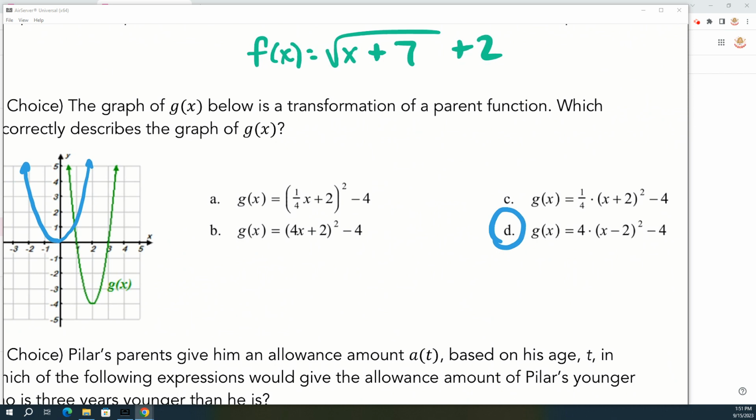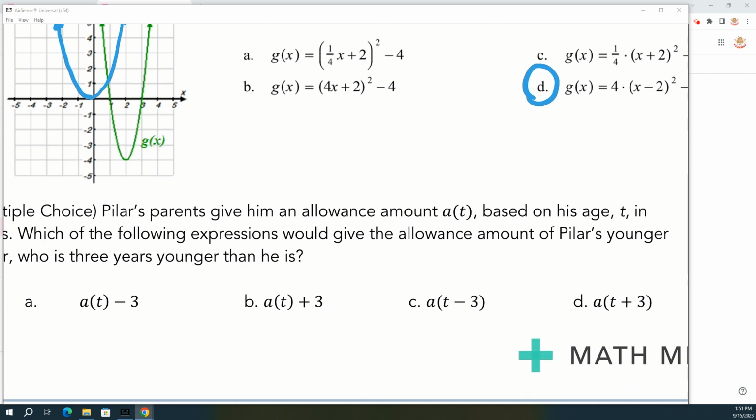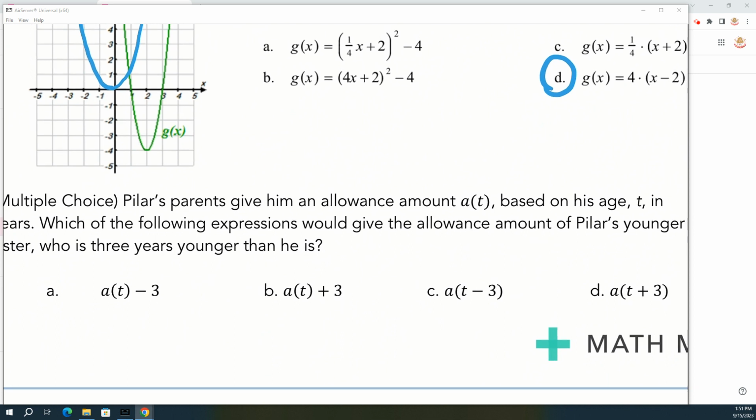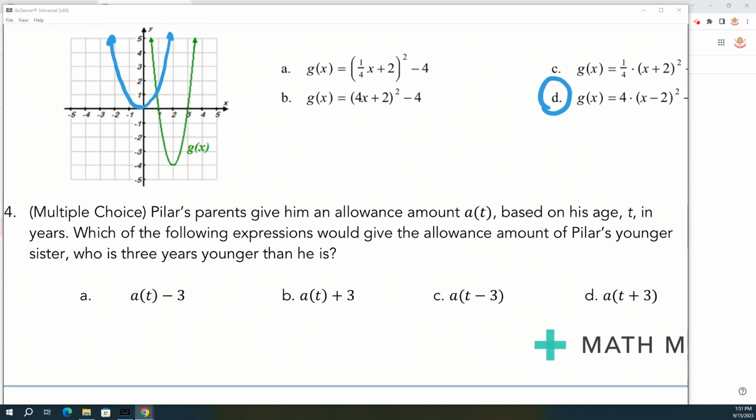All right. And then number 4, Pilar, I think is how you say that. I don't know for sure. His parents give him an allowance as A of T based on his age, which is T in years. Which of the following expressions would give the allowance of his younger sister, who is 3 years younger than him? What do you guys think? It's going to be C. That 3 should be multiplied by his age. Not multiplied, sorry. That 3 should be subtracted by his age.